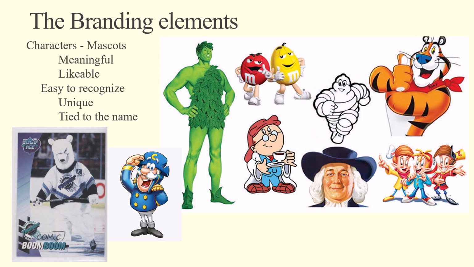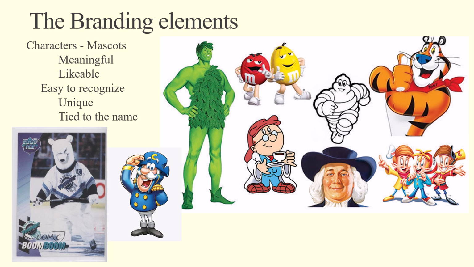The next branding element are characters and mascots. And of course, you note here we have some of all of our favorites: Captain Crunch, the Jolly Green Giant, the M&Ms, the Michelin Man, Tony the Tiger, Snap, Crackle, and Pop from Kellogg's cereal, the Quaker Oats person, and of course the Keebler Elf.